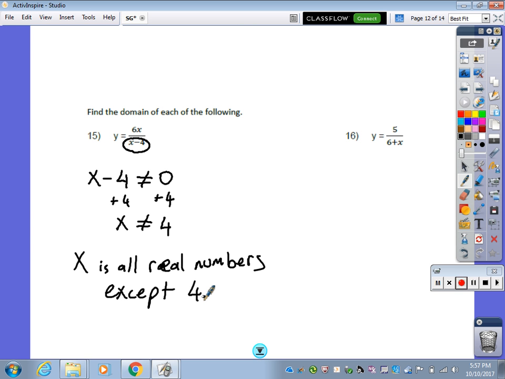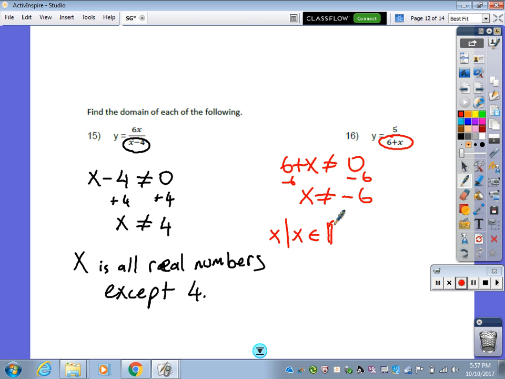Let's solve 16. It's the same way. If you would like, you can pause the video here and try it on your own first. In order to determine our domain, we look at the denominator. We know that denominator cannot be equal to 0. So if you subtract 6 from each side, x cannot be equal to -6. Here's how I would write this in set notation. X such that x belongs to all real numbers except -6.